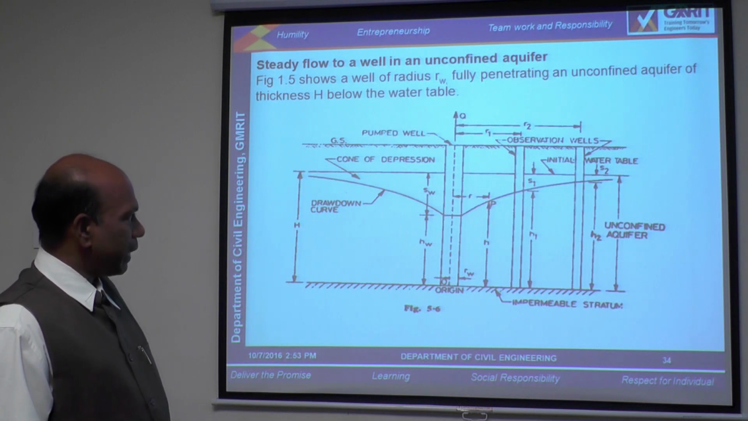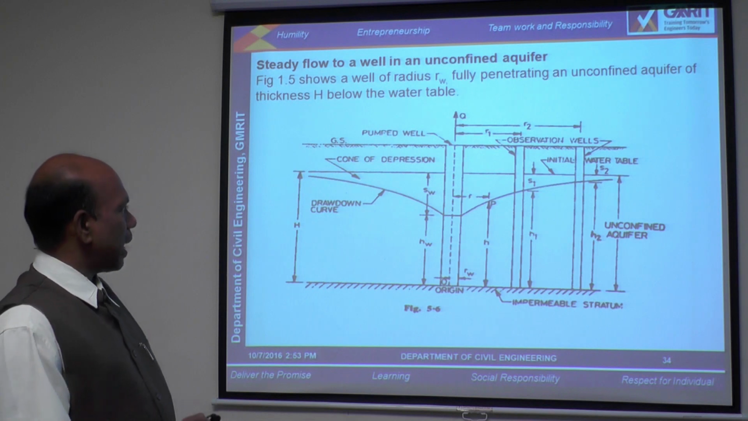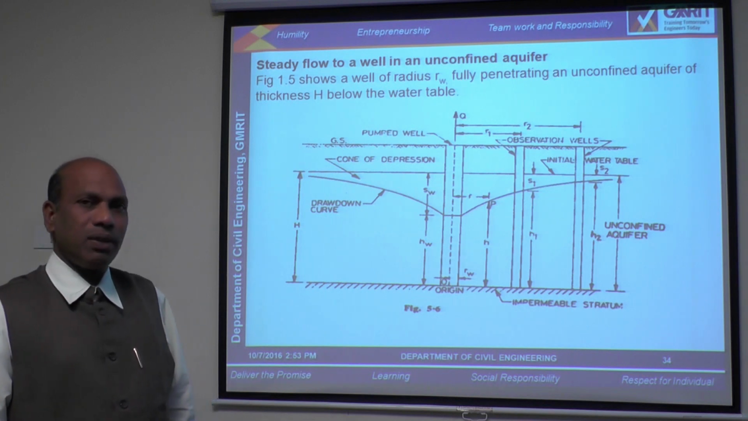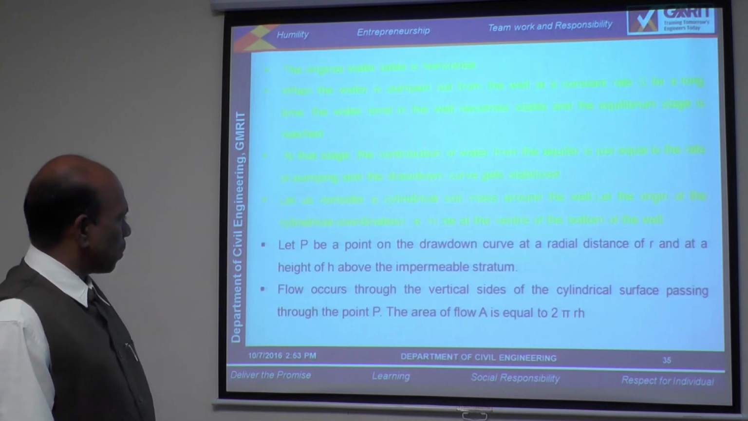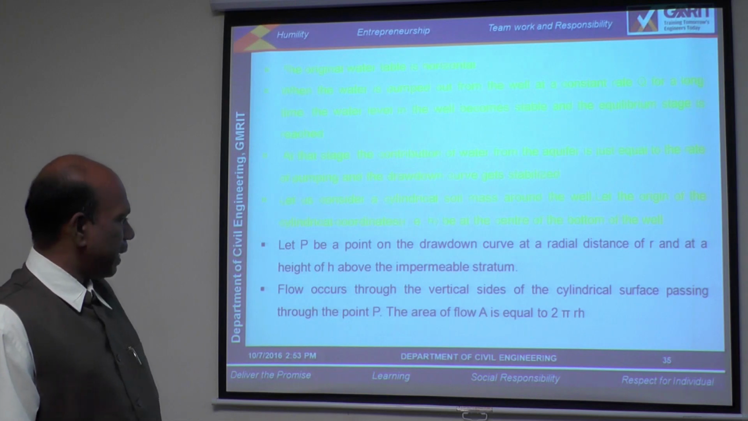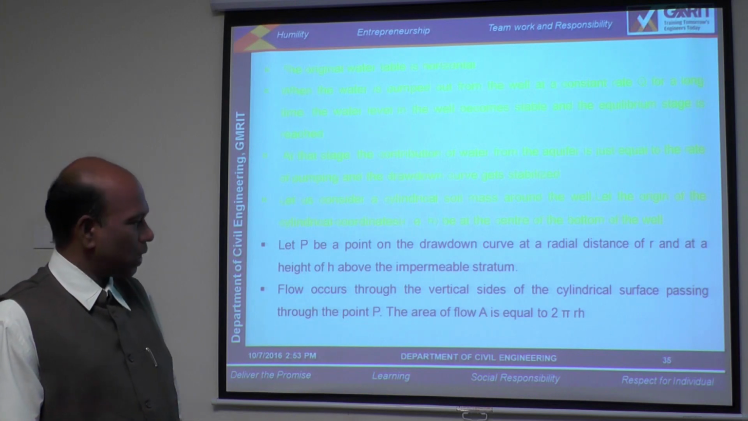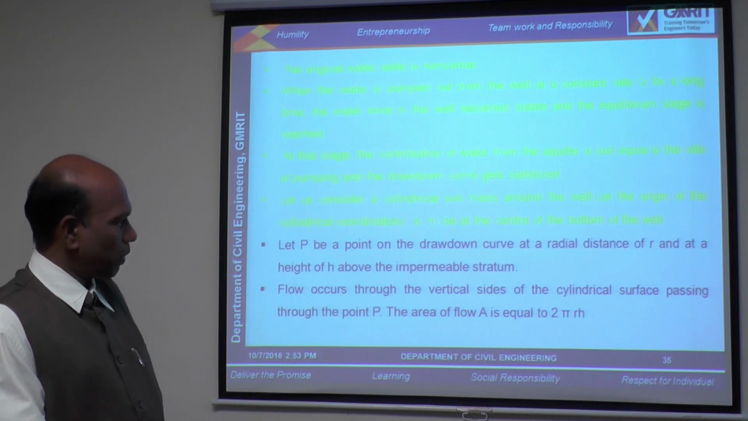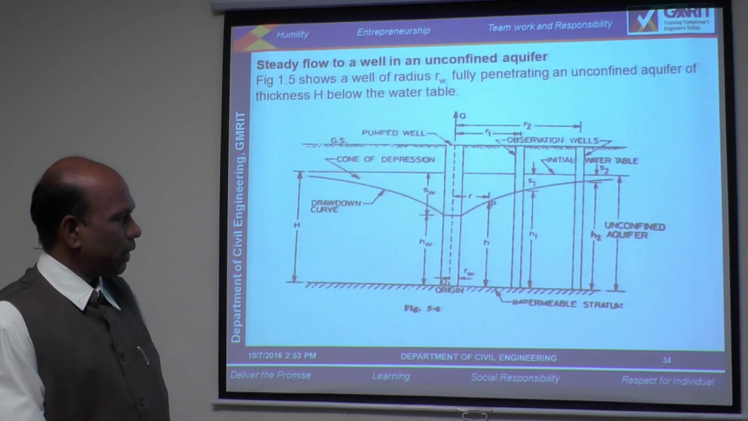Point P is at R distance from the main well and H is the water level from the bottom to the point P. So this is the diagram. This diagram is useful for the derivation of discharge from the unconfined aquifer. Flow occurs through the vertical sides of the cylinder surface passing through the point P. The area of flow A is equal to 2 pi RH. Area of flow from the sides of the well is equal to 2 pi RH.